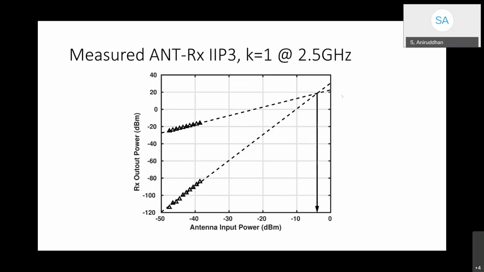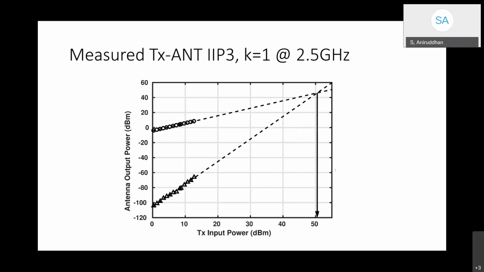And this and the next slide show the third order intercept points. So the measured antenna to receive IIP3 is about minus 4 dBm, which is pretty standard for a cellular and Wi-Fi receiver. And with cancellation, you can see that the TX to antenna IIP3 is extremely high. It's about plus 50 dBm.